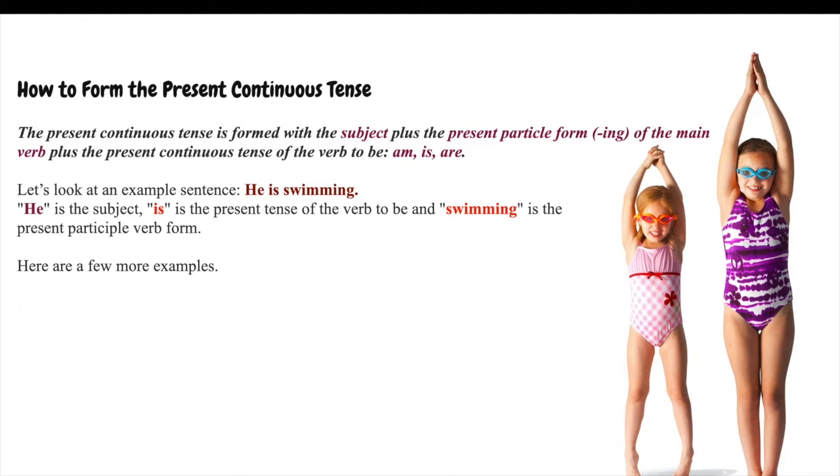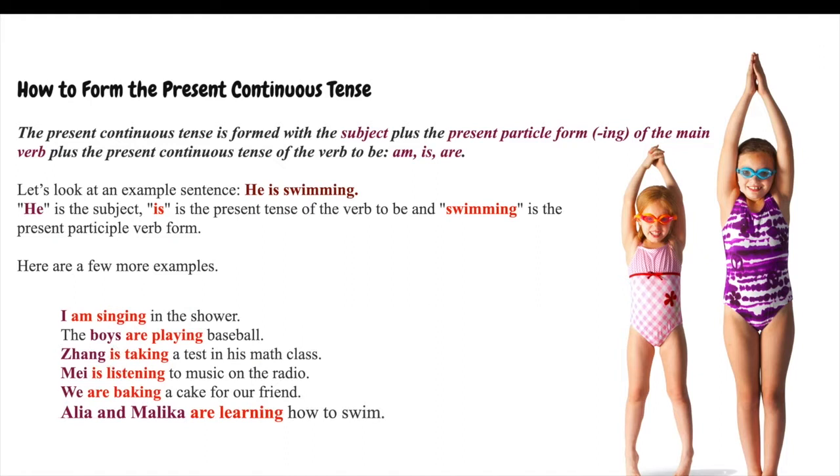He is swimming. He is the subject, is the present tense of the verb to be, and swimming is the present participle verb form. So he is swimming, and by the way, we're talking about something that's happening right at this moment.